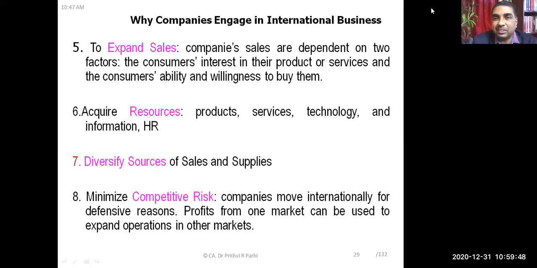And in case of international business or international trade, what happens? We diversify our sources. Assume that you are unable to sell products in India. So you can diversify. You can sell in different countries. Let us say you can export it to Japan, you can export it to China, you can export it to Bangladesh. Sales can be diversified, your supplies can be diversified. In one country, let us say your supply source fails, or your products are not consumed in one country, but they can be sold in some other country.